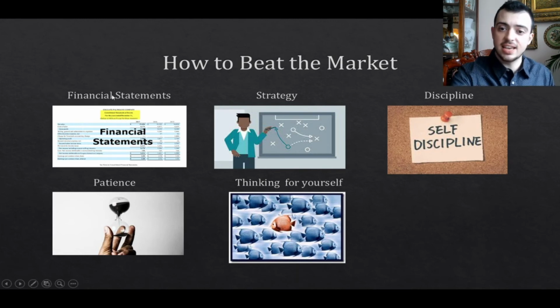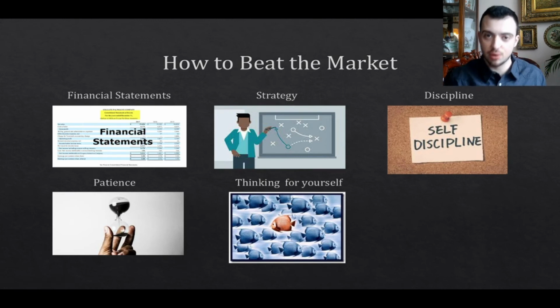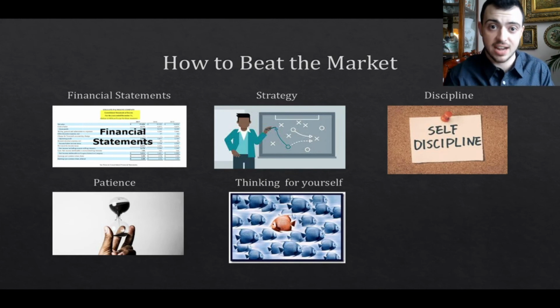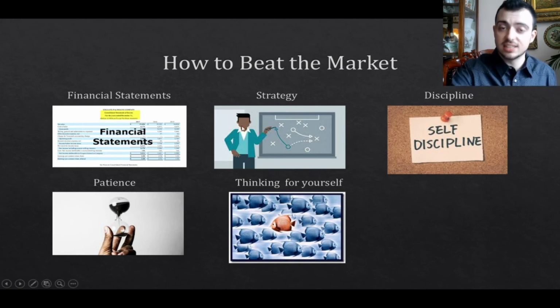First thing it takes is in-depth analysis of financial statements. As I said in a previous video, 70% of investing is knowing numbers and learning those numbers and knowing how to say whether that number is good or bad, okay? So these are learned in financial statements. The next would be the strategy and discipline. These kind of go together.